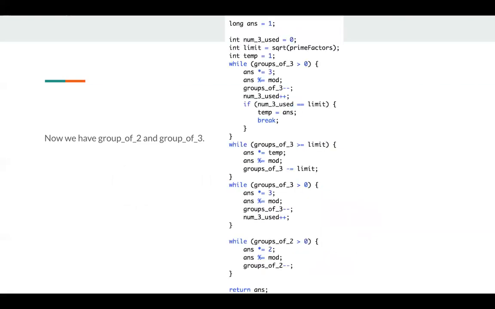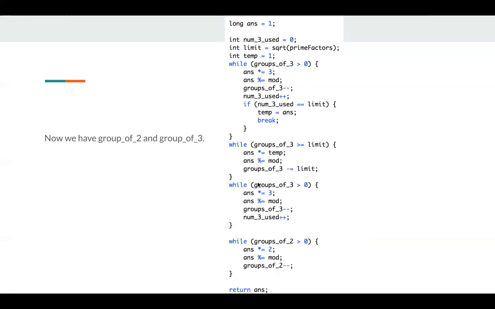So we need to speed things up a little bit. We can group, for example, 1000 threes in a group. Here I take limit as the square root of prime factors. Let's assume prime factors is 1 million, then limit is 1000. So here I will get the answer of 3 to the 1000. I have temp here. Then next I will consume 1000 threes at once, so it speeds things up. Every time I will consume 1000 threes.